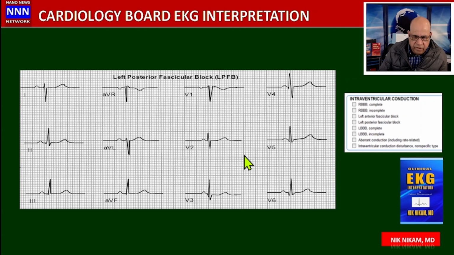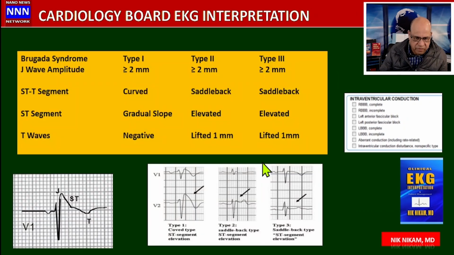It is uncommon. The left anterior fascicular block is much more common. Overall, the incidence of the fascicular blocks, we are talking about just left anterior fascicular block or left posterior blocks, are like 2 to 3% in the general population.